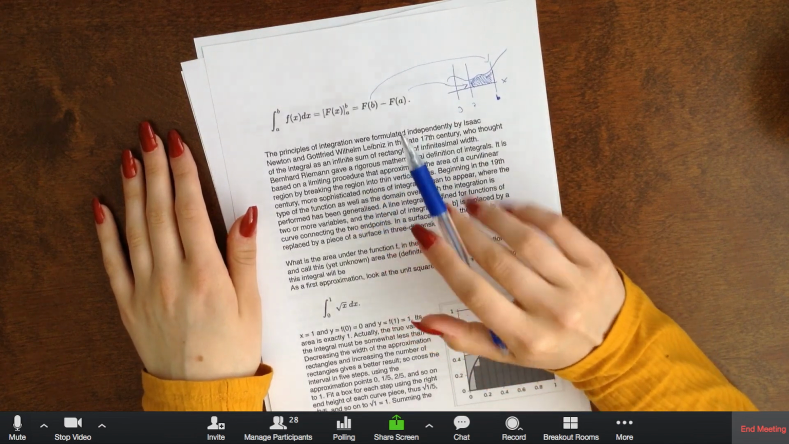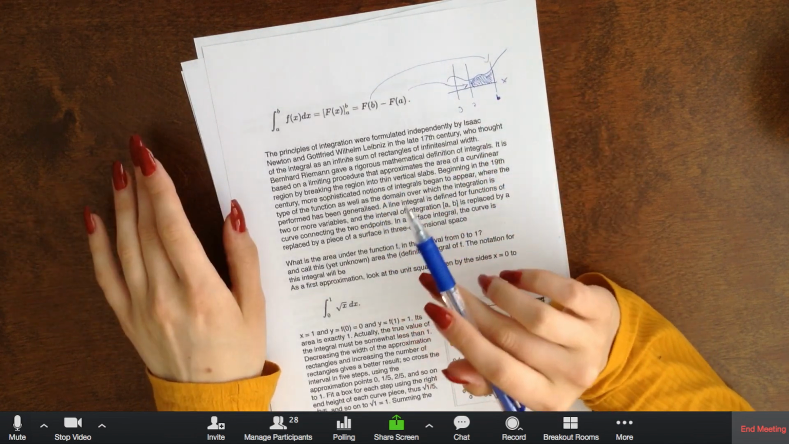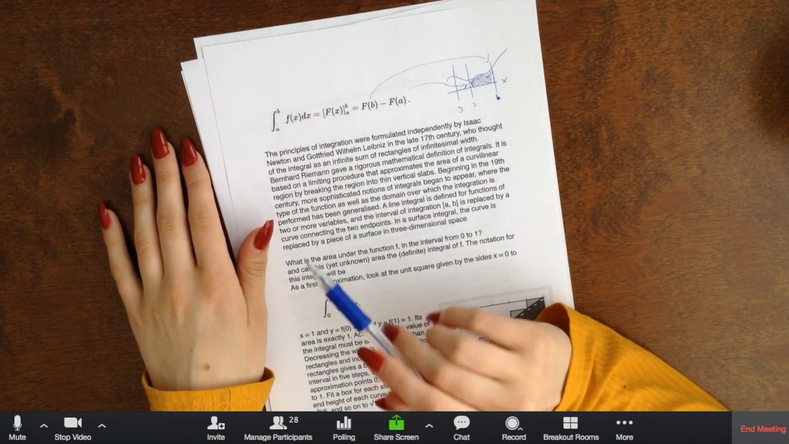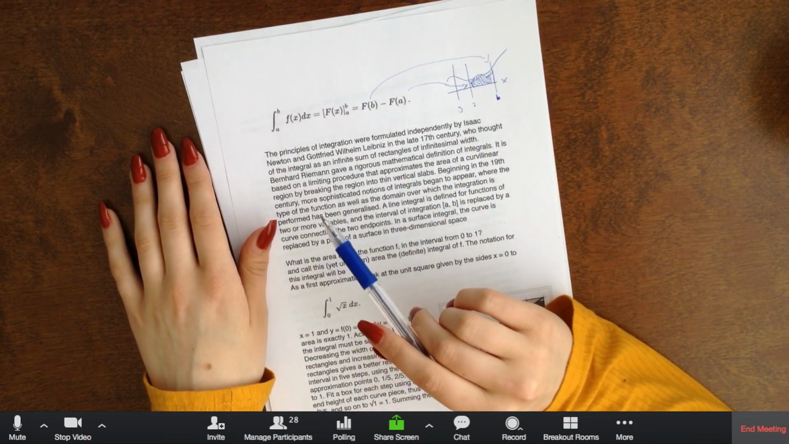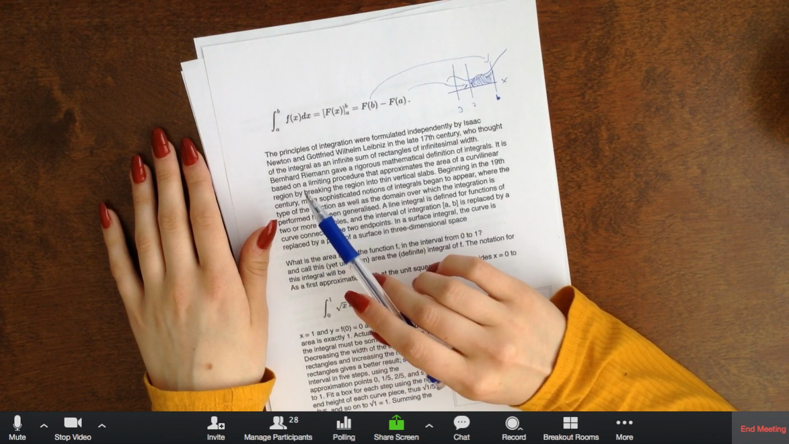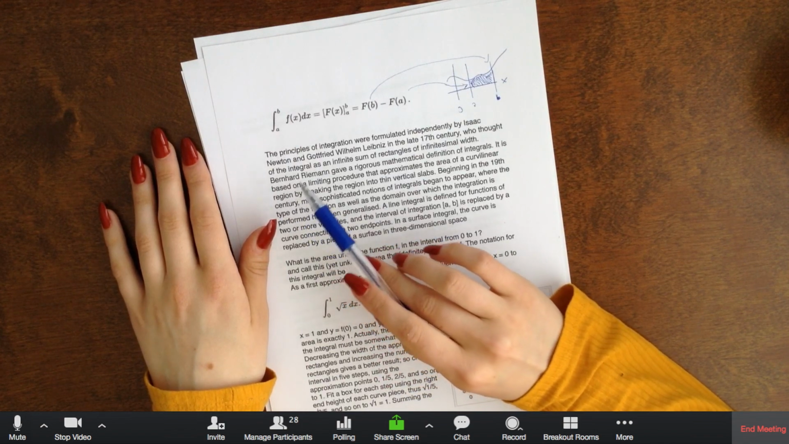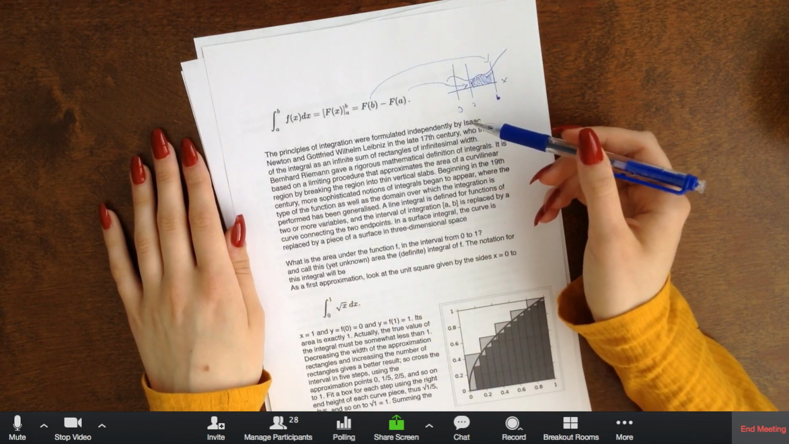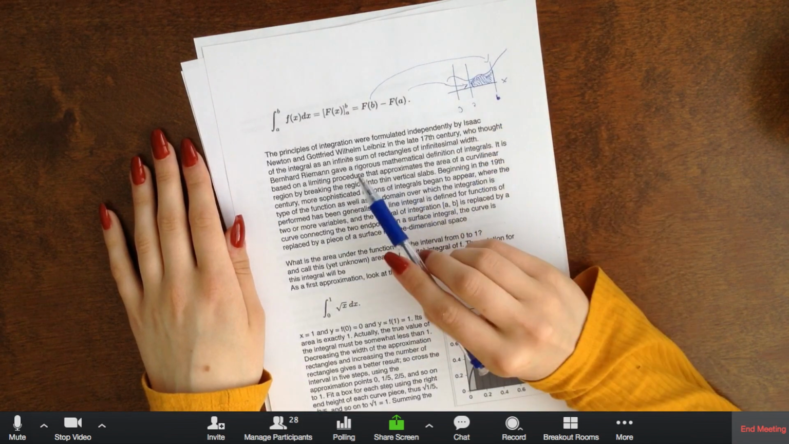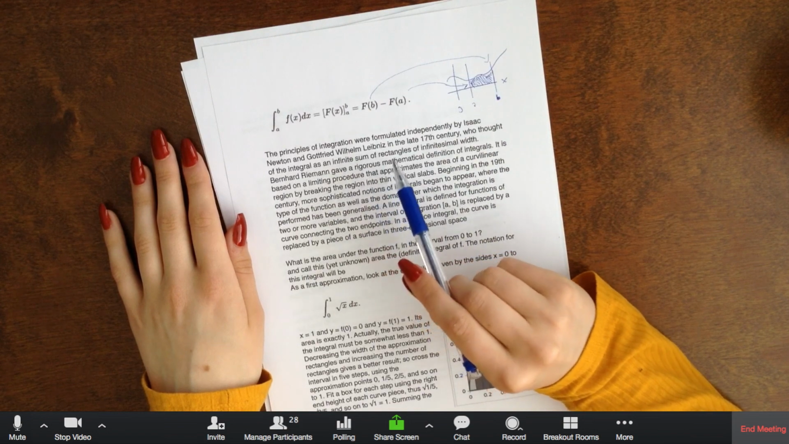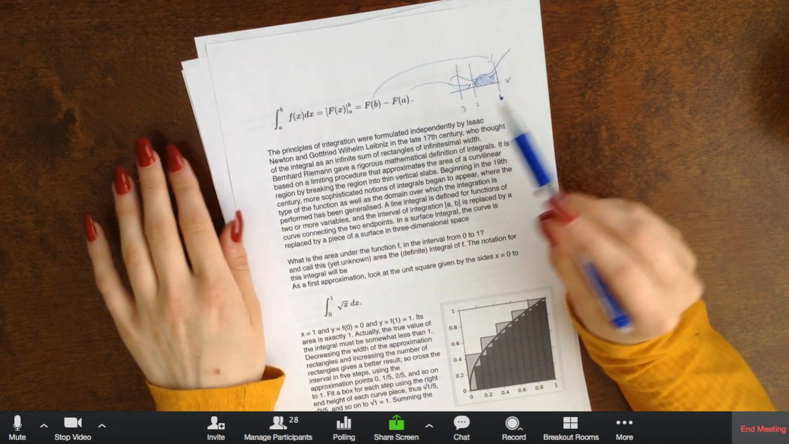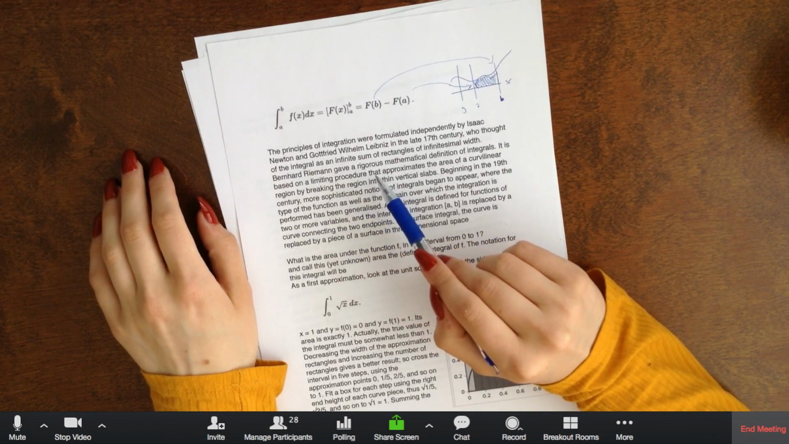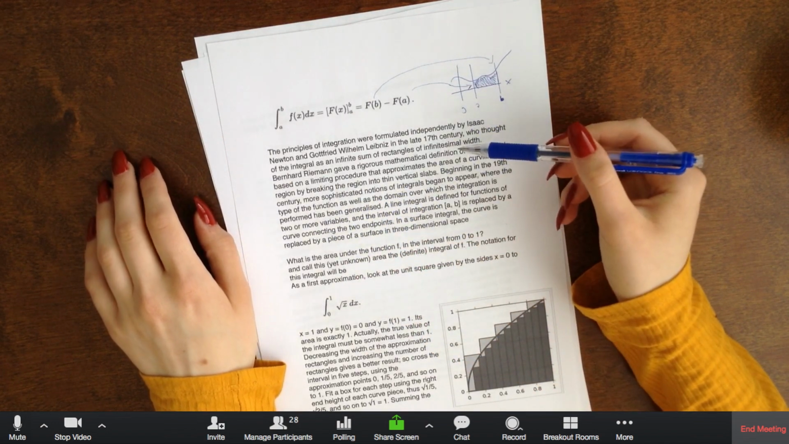So here we have a little bit of history of integration, which I know may not seem that interesting to all of you, but I find it important to go through all of this. Okay, so the principles of integration were formulated independently by Isaac Newton and Gottfried Wilhelm Leibniz in the late 17th century, who thought of the integral as an infinite sum of rectangles of infinitesimal width.